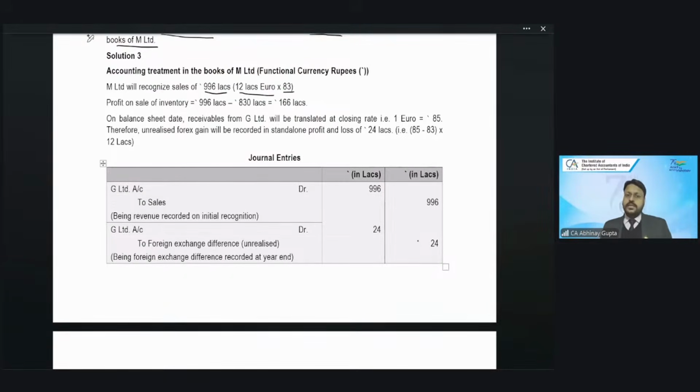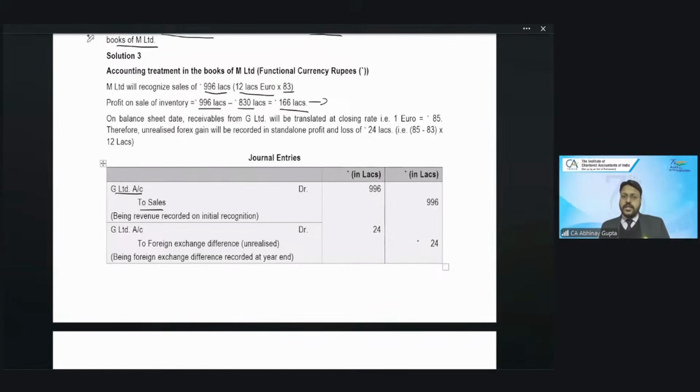So 996 lakhs of sales would be recorded in the books of M Limited, and the entry would be G Limited account debit to the sales, 996 lakhs. Clear? Then on this 996 lakhs, how much profit would M Limited be earning? The sale price is 996 lakhs and cost is 830 lakhs, which is already given in the question, right? So the delta would be the 166 lakhs. This is the profit element M Limited will be earning on this transaction with G Limited.